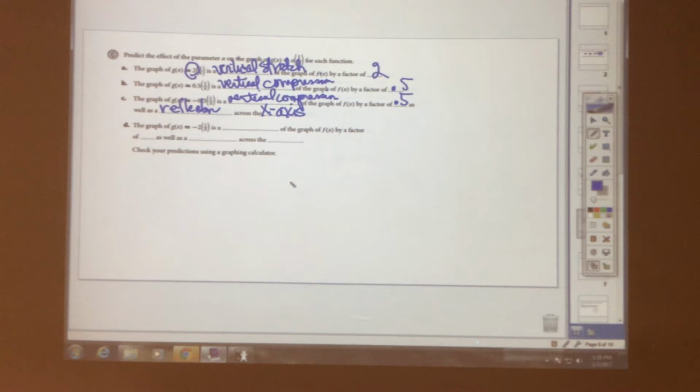And D, the graph of g of x equals negative 2 times 1 over x is a vertical stretch by a factor of 2, as well as a reflection across the x-axis. Questions on that?